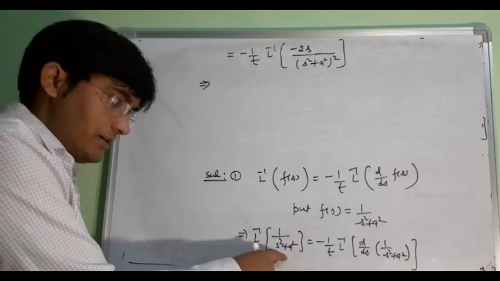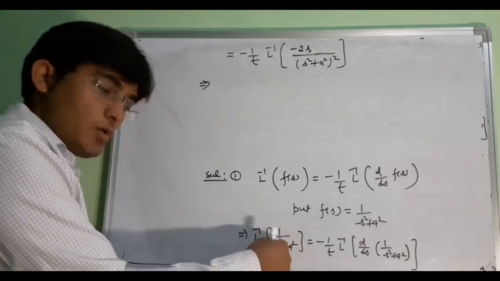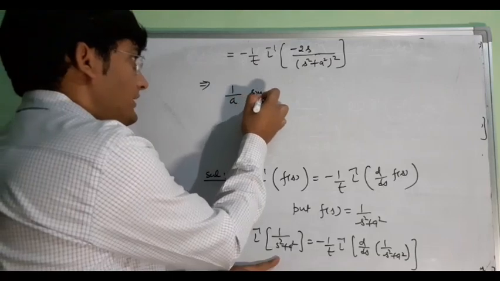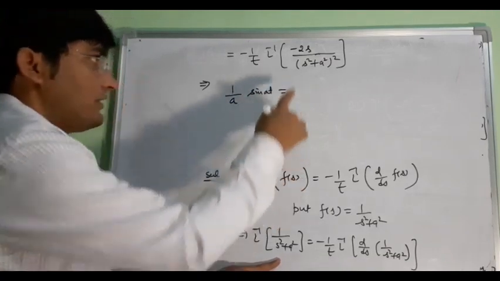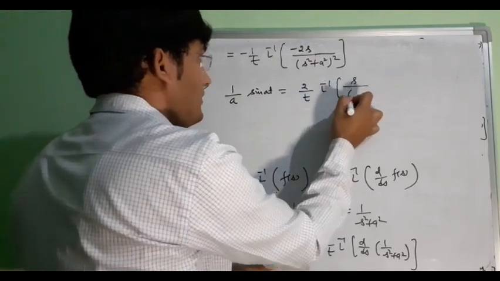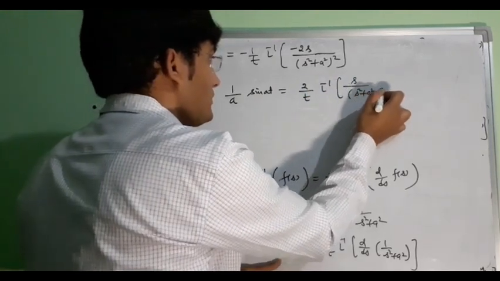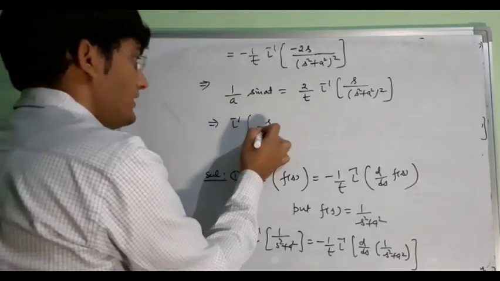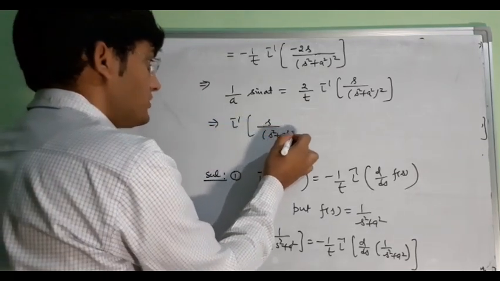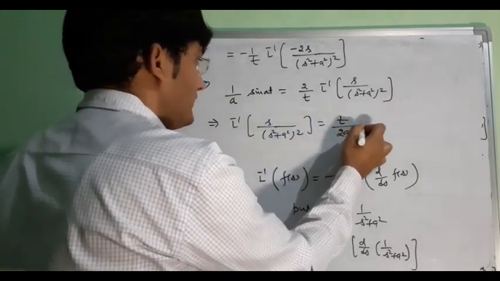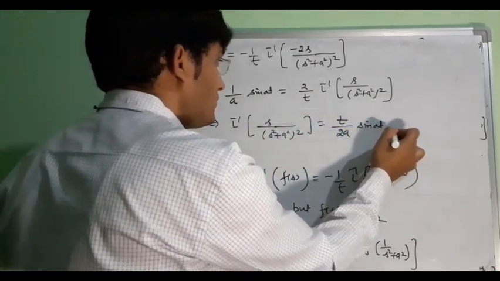In the left hand side, this is the Laplace inverse of sin at upon a. So the left hand side will be 1 upon a sin at, and the right hand side is 2 upon t Laplace inverse of s upon s square plus a square whole square. So our answer is the Laplace inverse of s upon s square plus a square whole square will be t upon 2a sin at. So this is your answer.